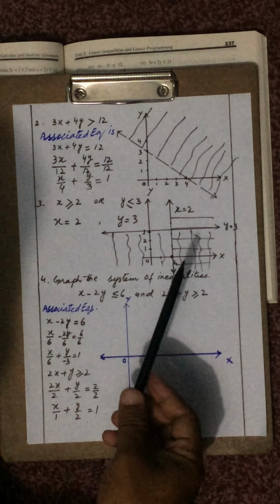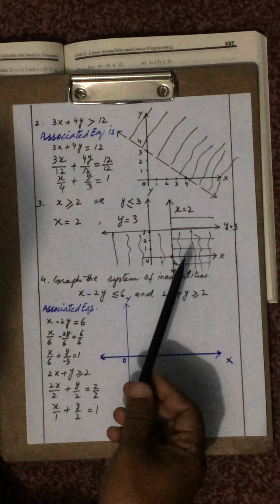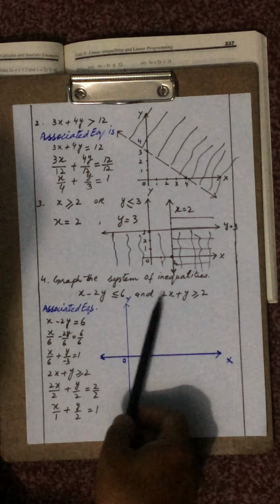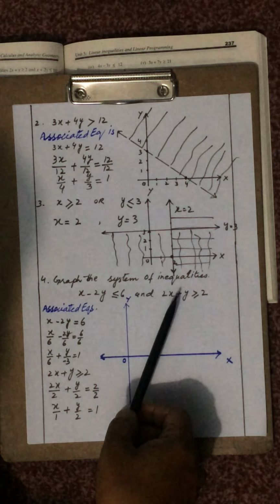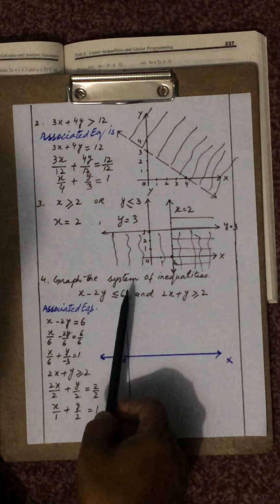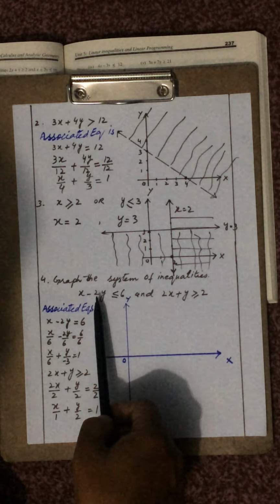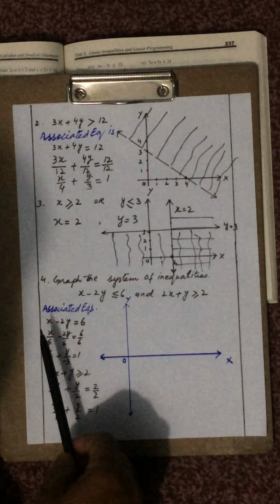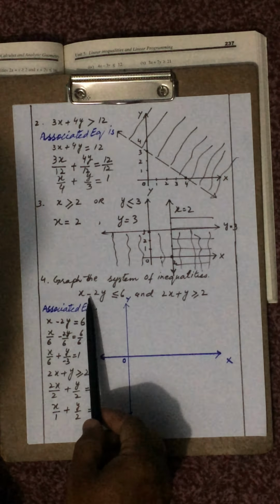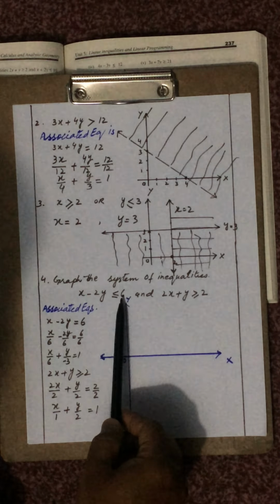Similarly, we are going to draw the two inequalities in two variables and find the common region of these two inequalities. And let us see. First, we write these two inequalities into their associated equations. This is x minus 2y less than or equal to 6.